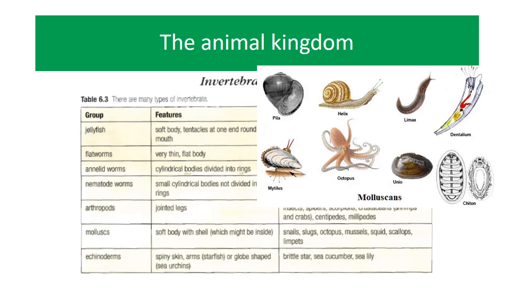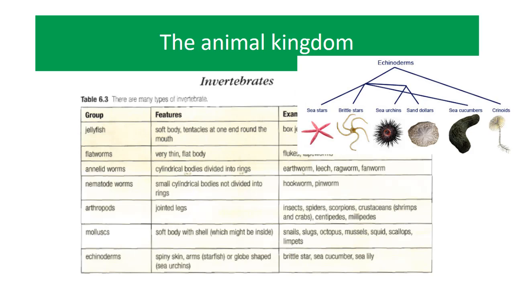The next one is mollusks. They have a shell, but inside they have a soft body. Snails and octopus are also in this group. Octopus, one of the biggest invertebrates, also squids and so on. And the next one is echinoderms. They have spiny skin. They have some kind of arms like a starfish, or are globe shaped like the sea urchins. There are also sea cucumber, sea lily, and so on.